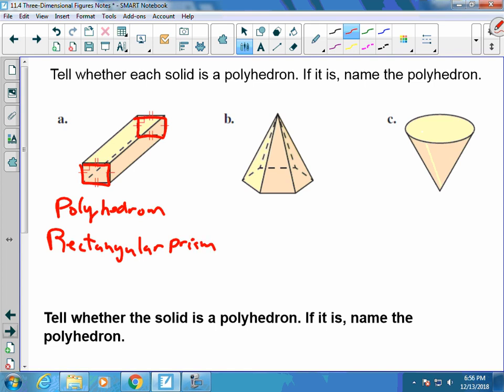I can tell it's a rectangular prism because I see two parallel rectangular bases and how they're all connected. Taking a look at B, again, I see a polygon, and I see that that polygon is being connected, so I know that this is a polyhedron. In this case, it's a hexagon. I need to use the polygon that is its base to help label this. Because it is a hexagon, I know this is a hexagonal something. I don't see two hexagons that are parallel to each other, so this is not a prism, this is a pyramid. This is a hexagonal pyramid.